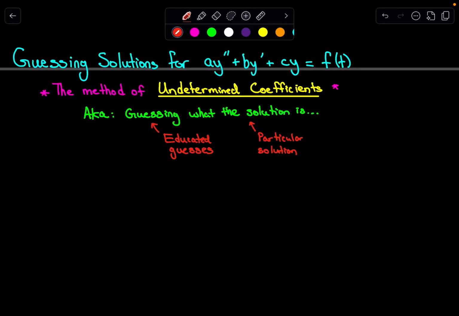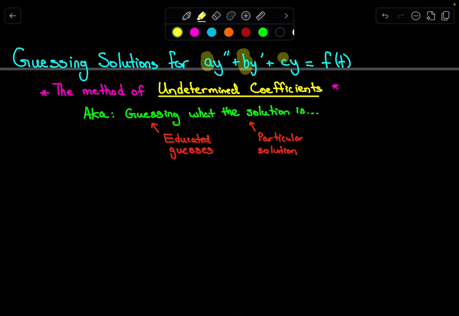Alrighty, so this video is going to cover what's called the method of undetermined coefficients. And as you may notice, instead of having a homogeneous differential equation, we now have a non-homogeneous second order constant coefficient differential equation.